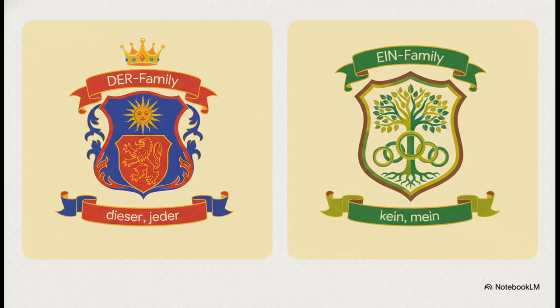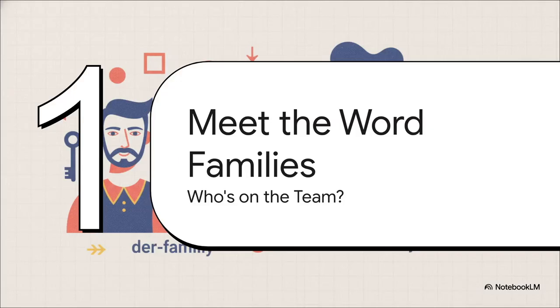All right, let's meet the teams. On one side, you've got the powerful der family. This includes words like dieser for this and jeder for every. And on the other side, we have the ein family. This is home to kein, which means no, and all of the possessives like my, your, his, and so on. So let's dive in and take a closer look at who's actually on each team. This is where the pattern just becomes so clear, and honestly, it's pretty cool when you see it.